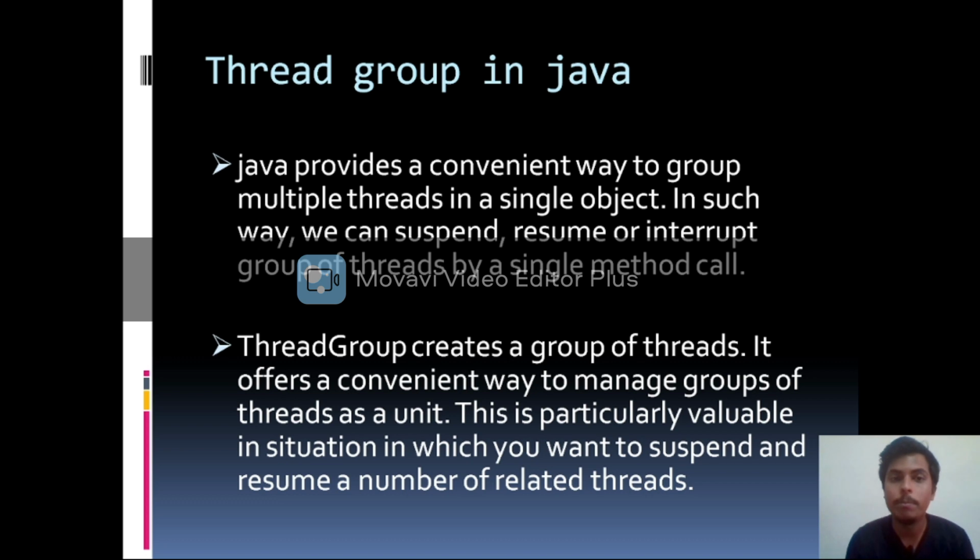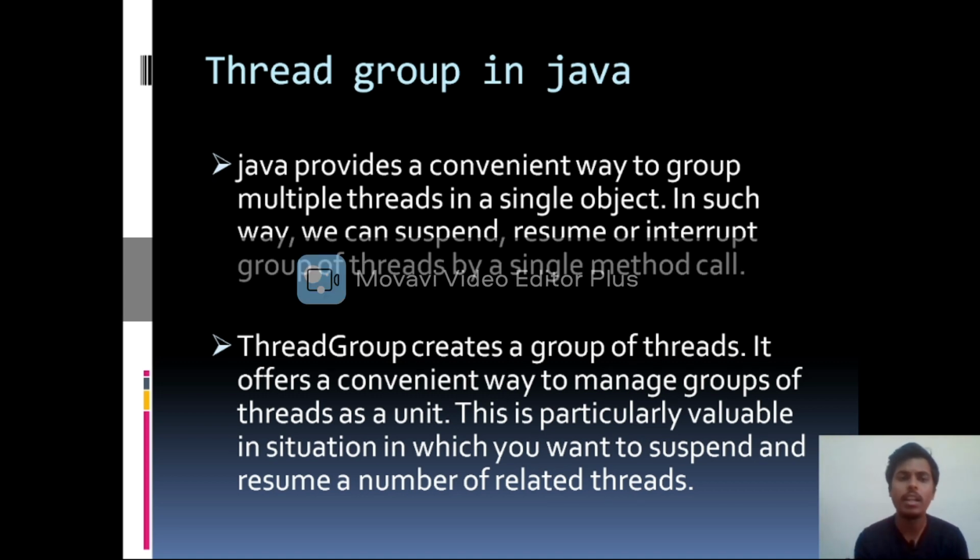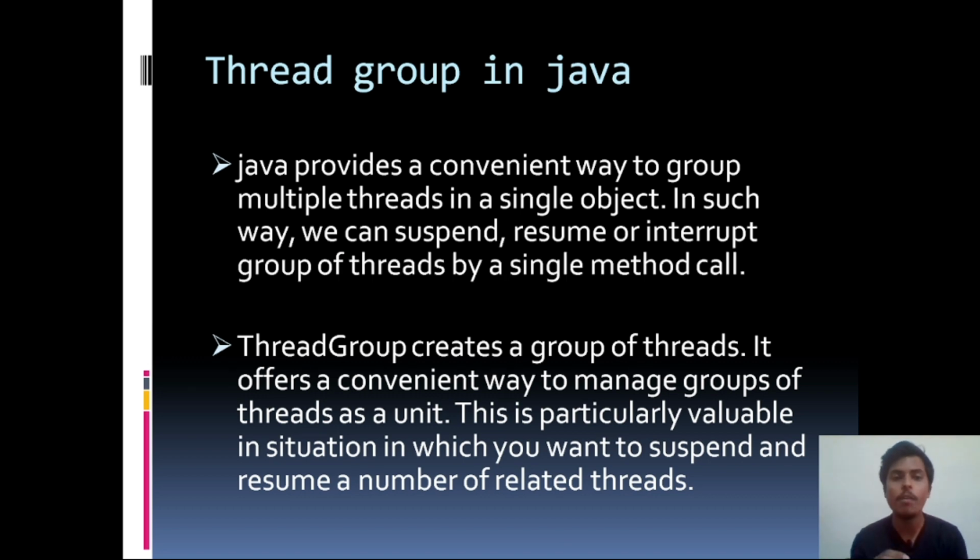Now guys, we will move to the last topic of our presentation, that is thread group. So let us understand what a thread group is. Java provides a convenient way to group multiple threads in a single object. In such a way, we can suspend, resume and interrupt a group of threads by a single method call. A thread group creates a group of threads. It offers a convenient way to manage a group of threads as a unit, in a particular situation in which you want to suspend and resume a number of related threads.